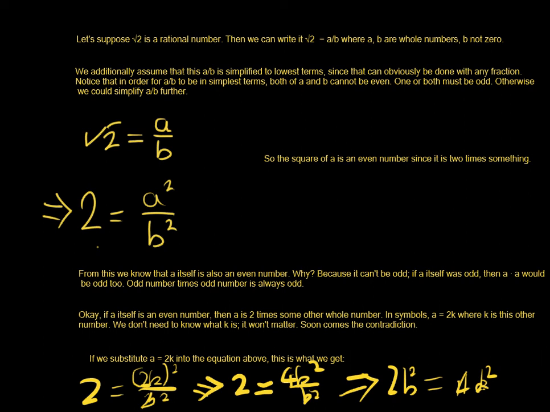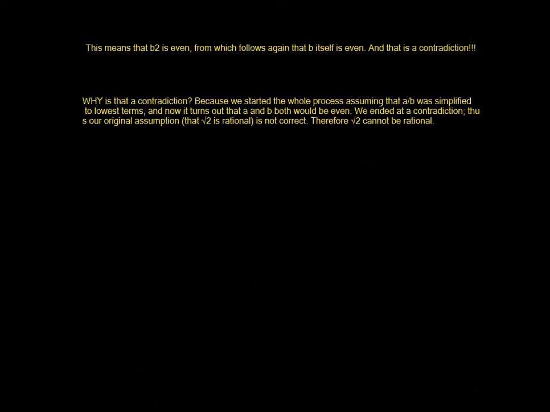So there is the contradiction that we've been seeking, and the only way to resolve this inconsistency is to conclude that root 2 is in fact an irrational number. It cannot be expressed as a simplified ratio of a over b, where a and b are integers, and that concludes the proof.